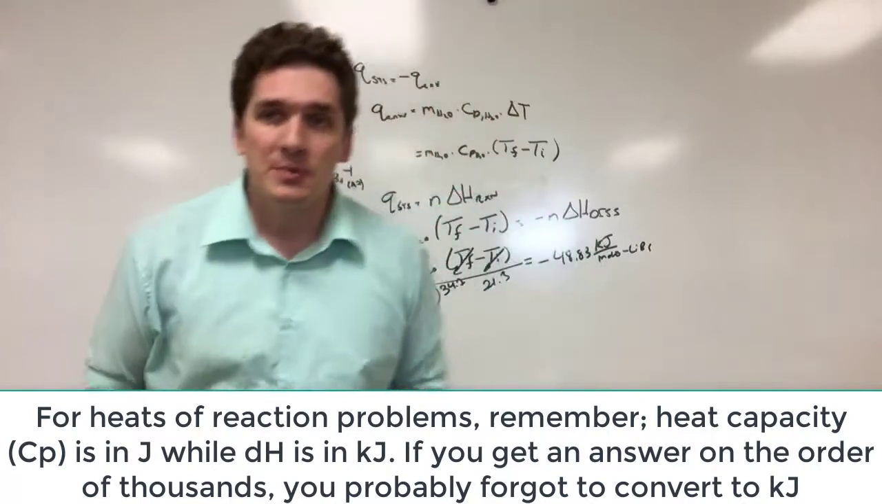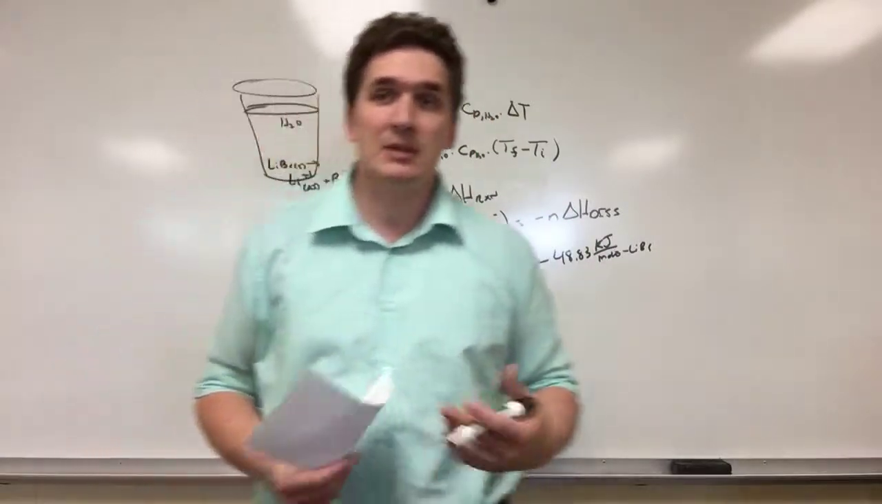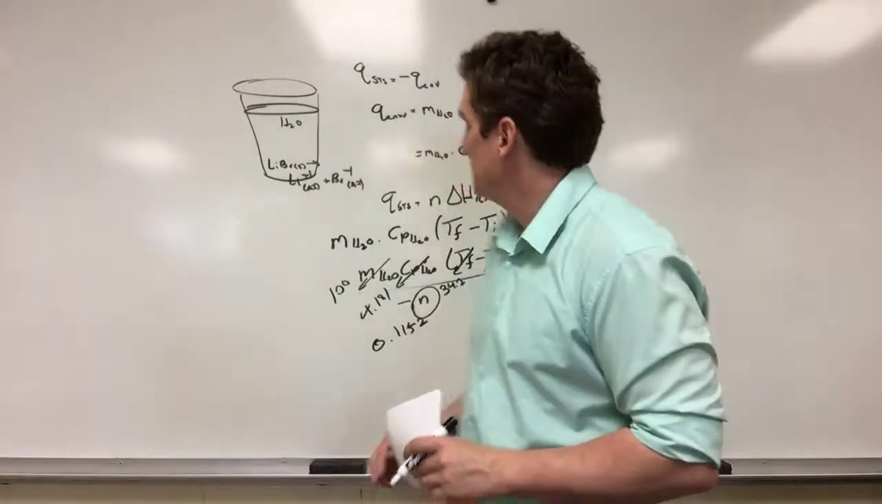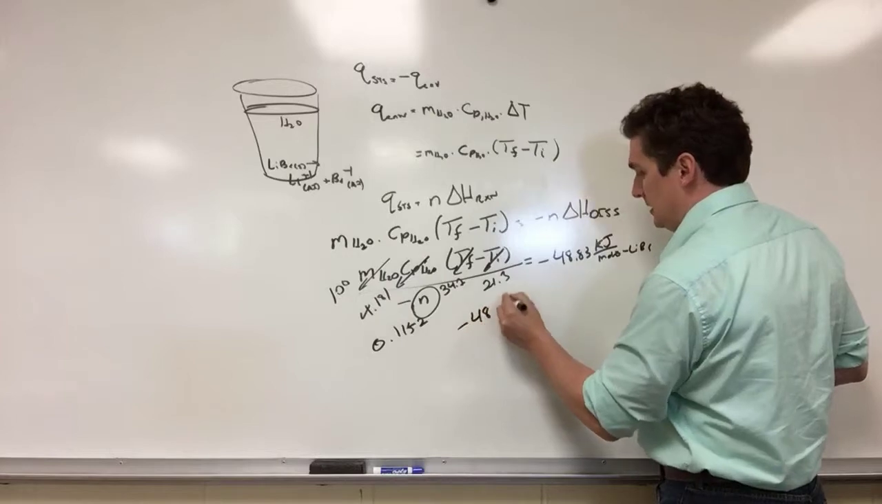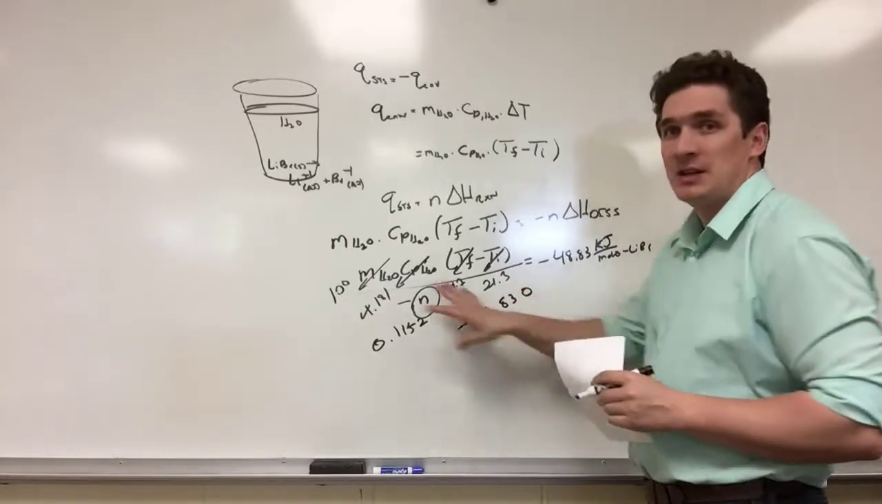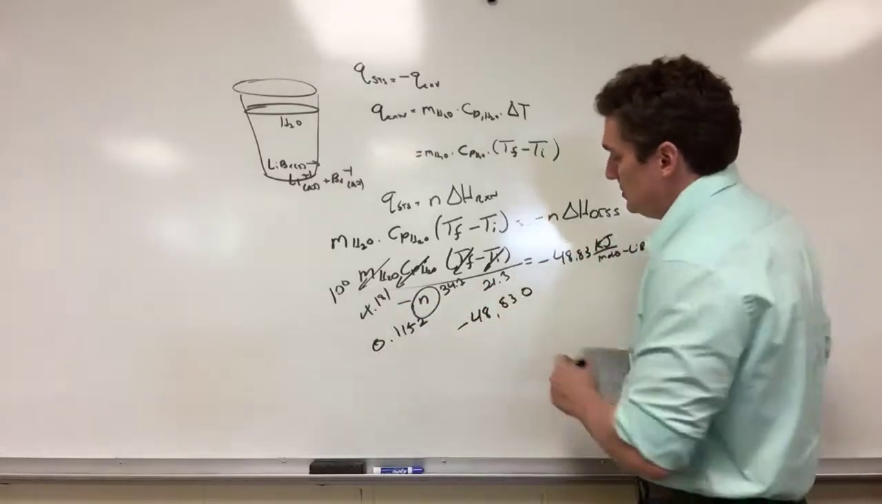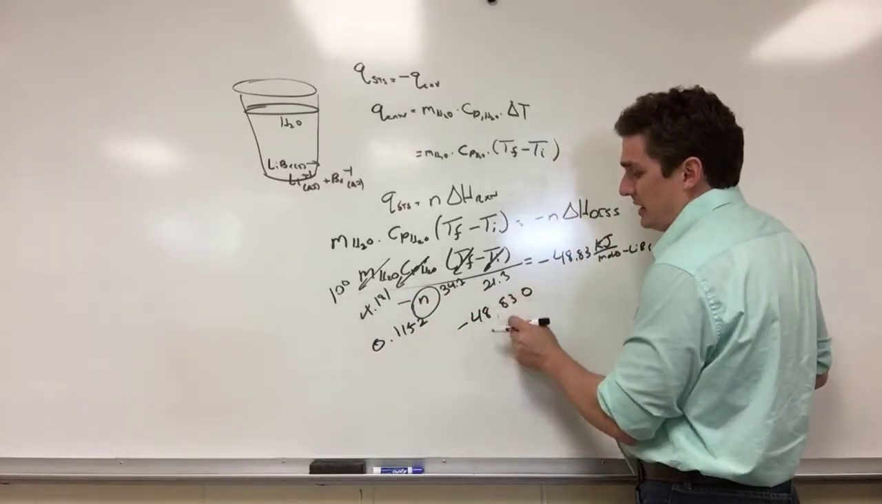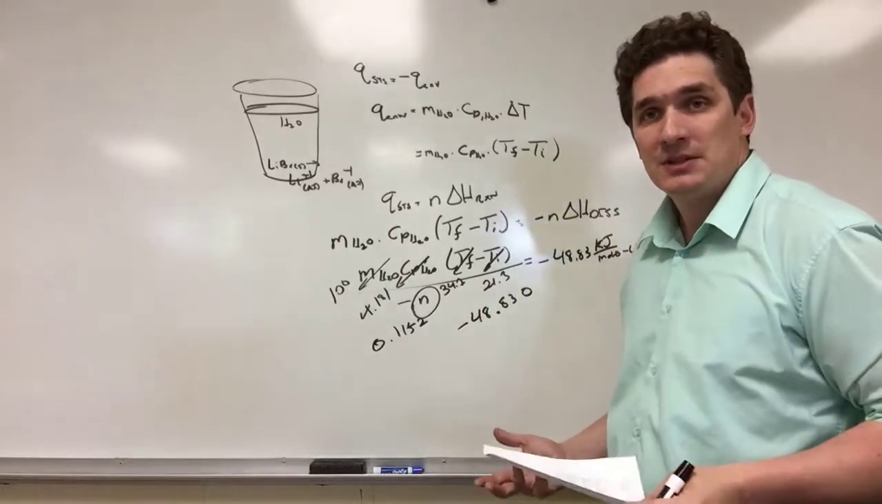Delta H's are always reported in terms of kilojoules per mole, not joules per mole, because the world operates on kilojoules. So when you finish this problem, if you end up with something like minus 48,830, which is what you're going to end up with, that's because this 4.18 is in joules. You need to divide by 1,000 to get out of joules and into kilojoules. And that's how you work these types of problems.